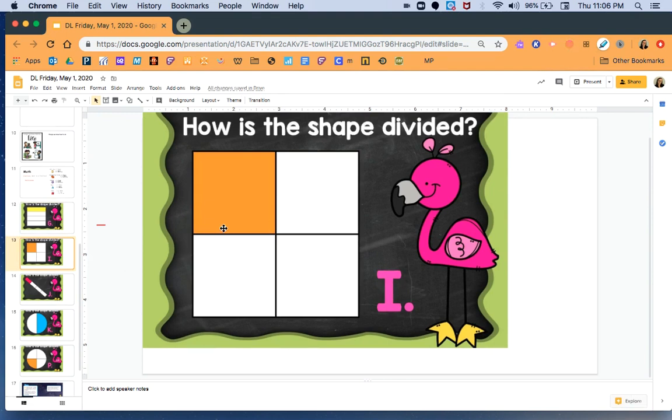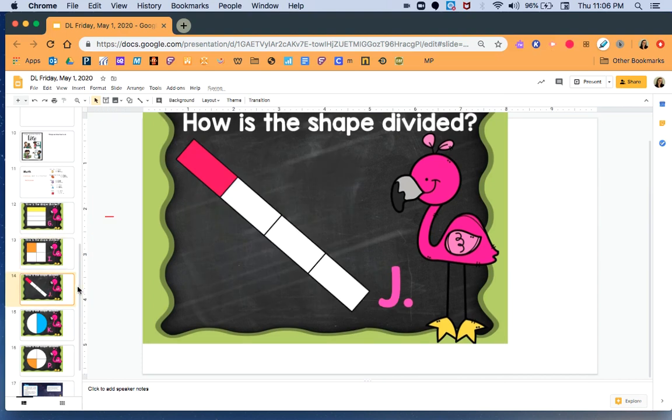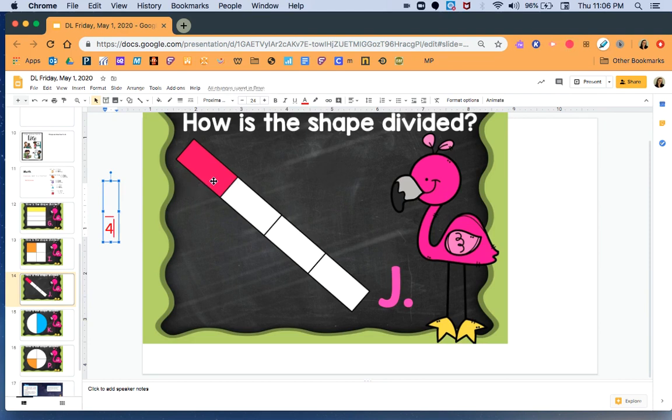Okay, now they divided this square a little bit differently. Still, let's see how many pieces it has. 1, 2, 3, 4. 4 equal pieces. So we know it's going to be divided into fourths. How many are colored in? It's just 1. Okay, I have a rectangle this time. How many pieces is this rectangle divided into? 4 equal pieces. So this is divided into fourths again. How many are colored in? Just 1.